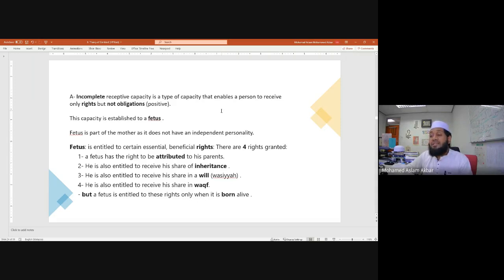But a fetus is entitled to these rights only when it is born alive, because we don't know yet. 99% it will be born alive, but there is a possibility, 1%, that it might not be born alive. It might be aborted, or maybe it gets cleared away. So in these circumstances, we need to say that the condition is that this fetus is entitled to all these rights only when it is born alive. Okay, this is what we call incomplete receptive capacity.